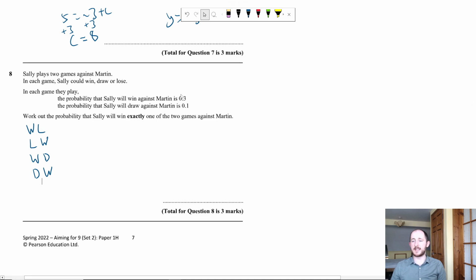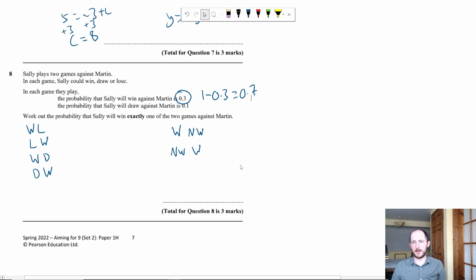Well, there is actually another way of doing it, and this is the way that they show on the mark scheme as well. And you could say win and not win, and not win and win. And what's the probability that she doesn't win? Well, it's just the probability that she wins taken away from 1.